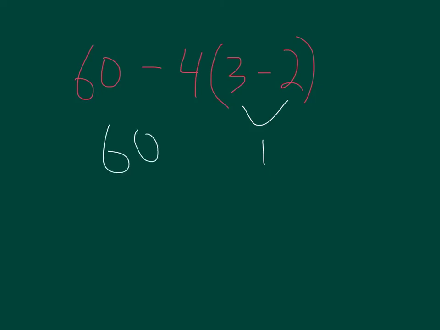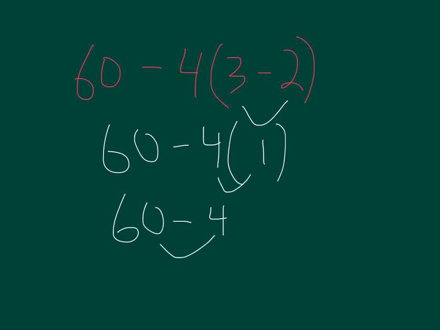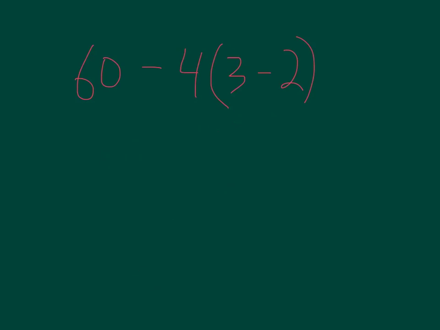So to rewrite this, we'd say 60 minus 4 times 1. Then we'd come down here and say 60 minus 4 times 1 is 4. 60 minus 4 is what? Awesome, 56. Okay, now let's try doing it with the distributive property. So we need to remember that our goal is to get to 56.